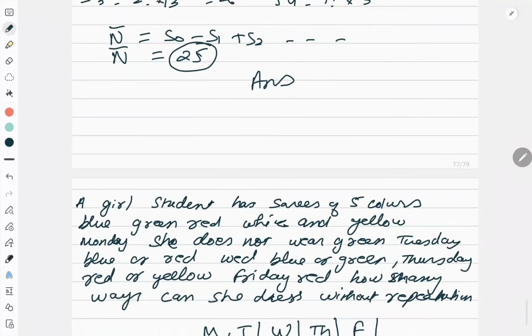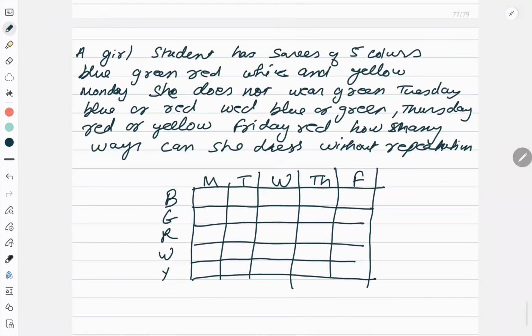Now let us see one more question. See, it's an interesting question. Now when you are doing this question, what is given? That a student has 5 color sarees, okay? And now she has a lot of restrictions. So as per that, I will make my board, right? So what will be the board? See, what is the first thing they are saying? She has 5 color sarees.